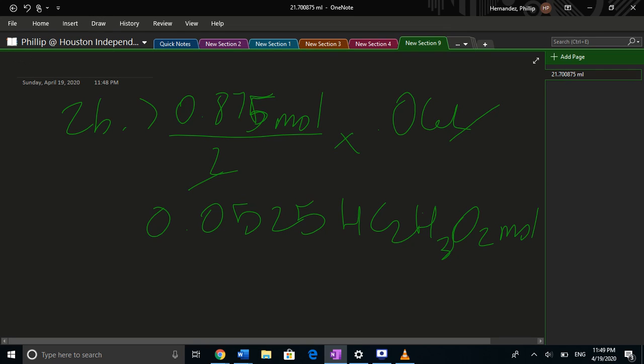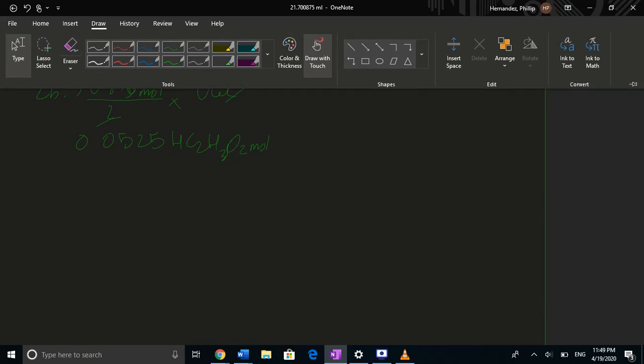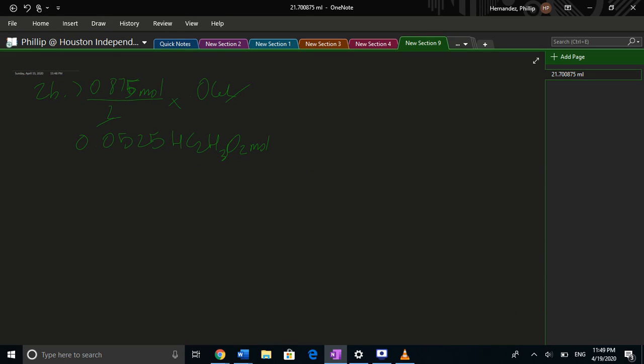For the next one, we're going to do the same thing, but this time with our solid. So we have 2.24 grams. For every mole of that compound, the molar mass is 84 grams. That's going to give us 0.0266 moles of NaHCO3.